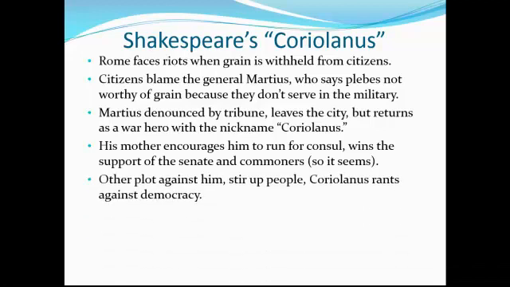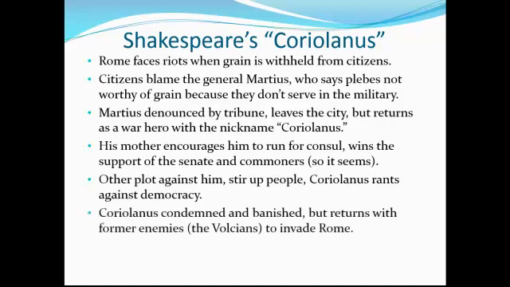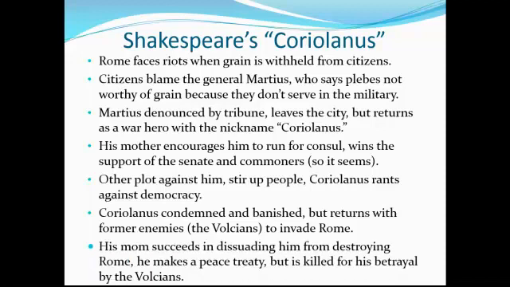Others plot against him, stir up the people, and Coriolanus rants against democracy. Coriolanus eventually is condemned and banished, but he returns with former enemies, the Volscians, to invade Rome. His mom succeeds in dissuading him from destroying Rome. He makes a peace treaty, but he's killed for his betrayal by the Volscians. Actually, I don't remember if he's killed by the Volscians or killed because he sided with them.